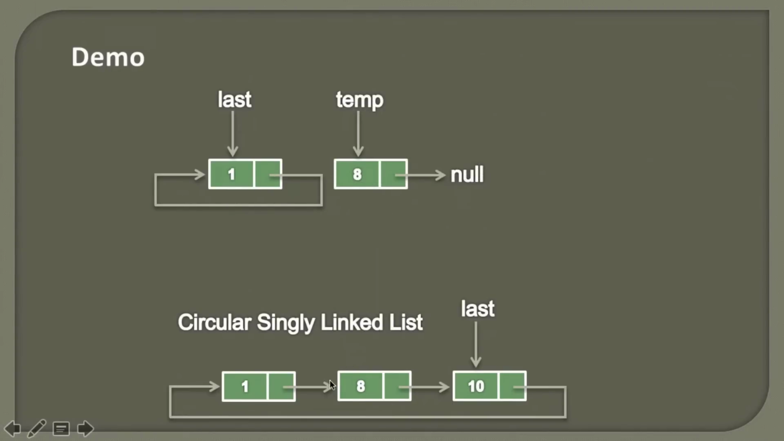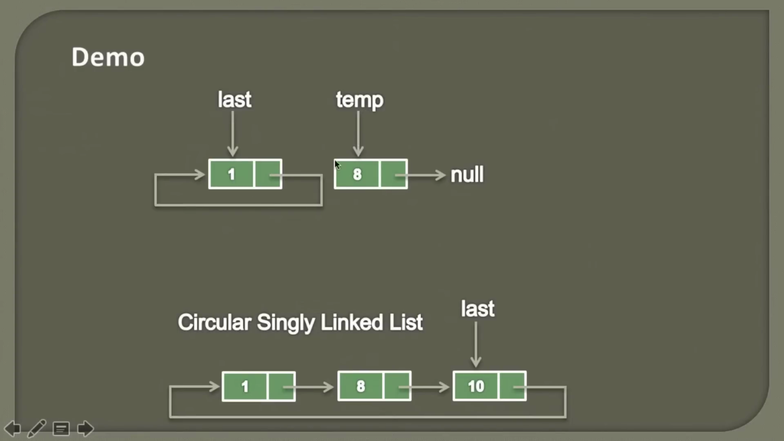Now let's suppose we want to add one more node having data as 8. So here you can see the temp is pointing to this node having data as 8 and its next is pointing to null. So in order to insert this node into the circular singly linked list having data as 1 and last is pointing to 1.